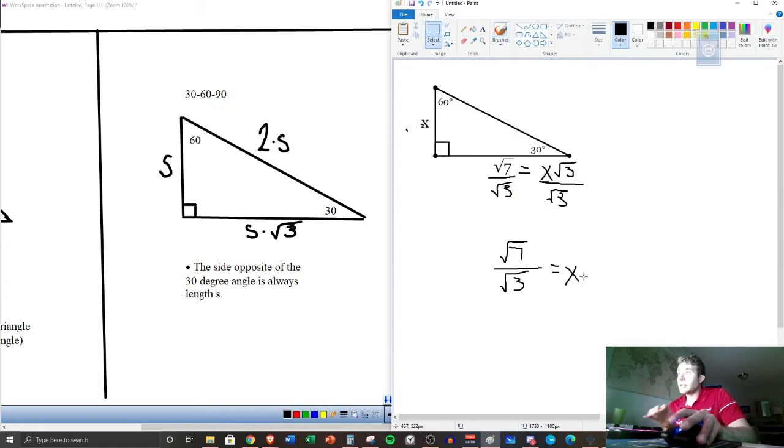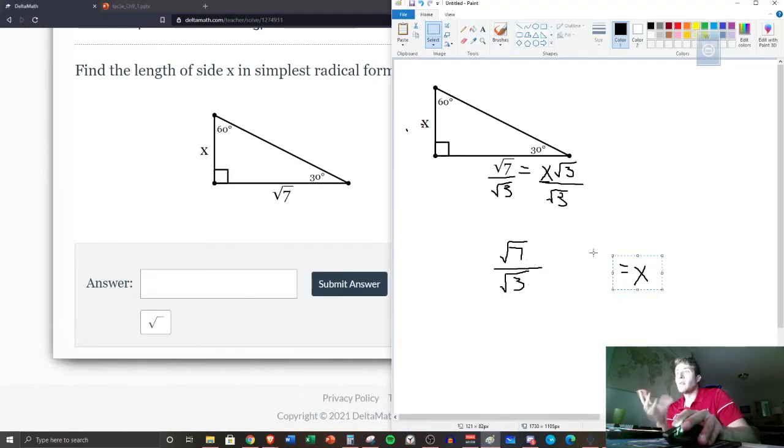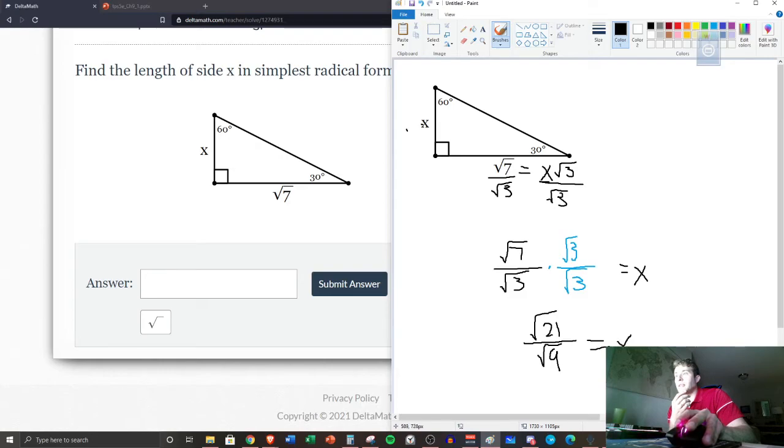We almost have the answer, except we can't write it like this, right? We can't type that into Delta Math. It will not work. We have to rationalize it. So what do I multiply by on top and bottom? Well, that's going to be whatever that radical is on the bottom. So it's square root 3 over square root 3. That's going to help us. This is going to get us square root 21 on top. Remember, you just multiply inside. Square root 9 on the bottom equals x.